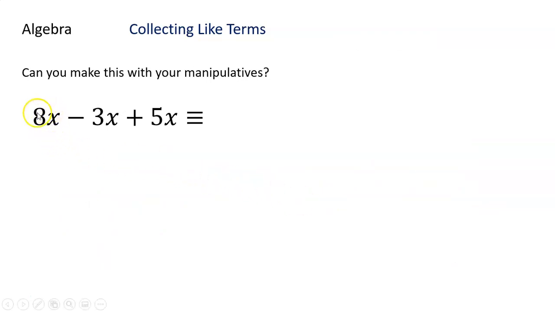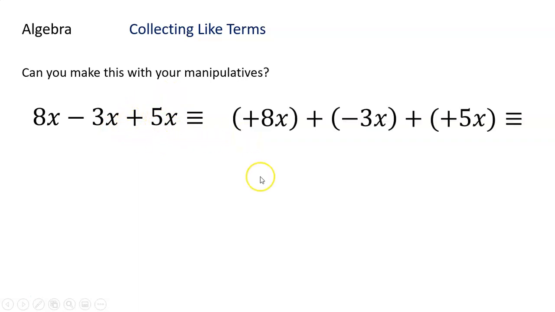So our 8x here doesn't have a sign on the front, so we're going to assume that this is a positive 8x. This negative here is the direction of the 3x, so we are adding to the positive 8x negative 3x, and then we're adding positive 5x. So I can think of this as positive 8x add negative 3x add positive 5x.